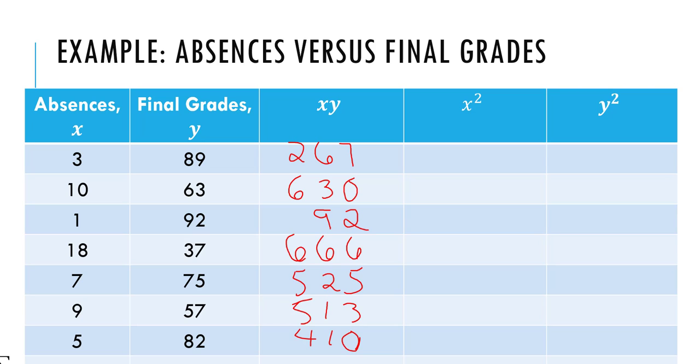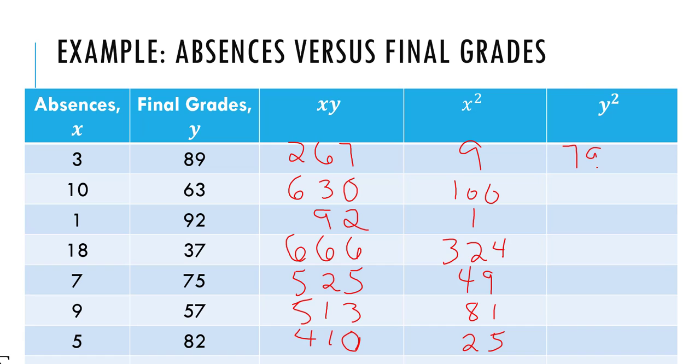X squared means we're going to take each x number and raise it to the second power. So 3 squared is 9. 10 squared is 100. 1 squared is 1. 18 squared is 324. 7 squared is 49. 9 squared is 81. 5 squared is 25. Now we're going to find the y squared, so take 89 squared.